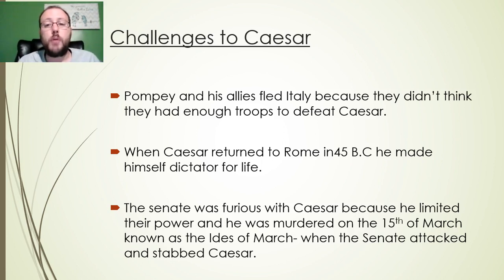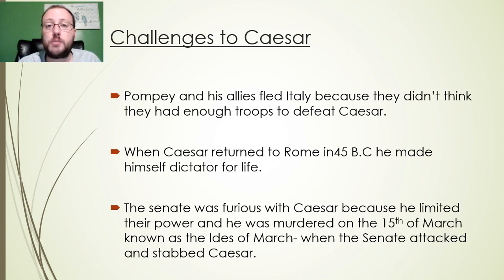When Caesar returned to Rome in 45 BC, he made himself dictator for life. The Senate was furious because of this, because he limited their power, and he was murdered on the 15th of March, which is the day known as the Ides of March, when the Senate attacked and stabbed Caesar. Now, this is the betrayal of Caesar, where he is killed.